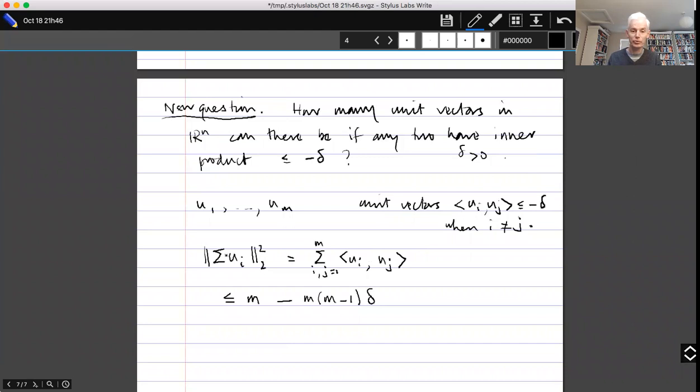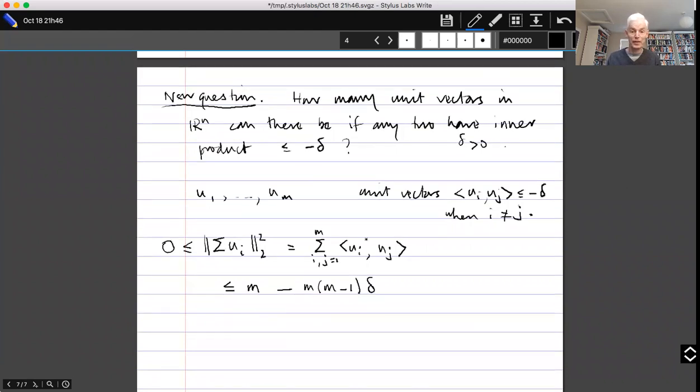But there's something rather basic we can also say about this sum. It's greater than or equal to 0, both because it's a norm and because we've squared it. That's sort of overkill there. So what does that tell us about m? If we divide through by m, it tells us that 1 is greater than or equal to m minus 1 times delta. So that implies m is less than or equal to 1 plus 1 over delta. The big surprise here is that for fixed delta, it doesn't really matter that we've got a large number of dimensions to work with. We've got a bound that is independent of the dimension.